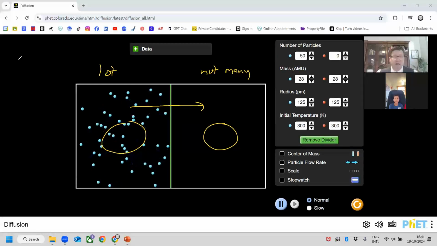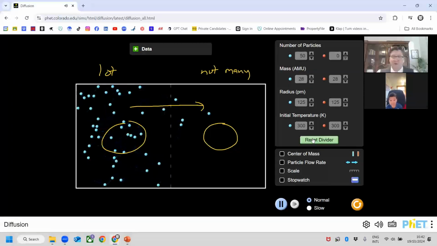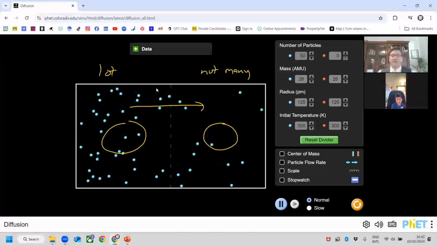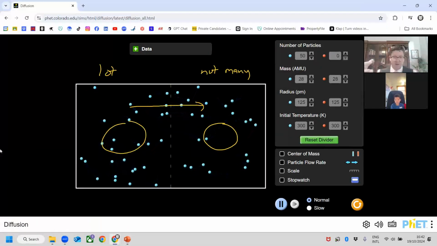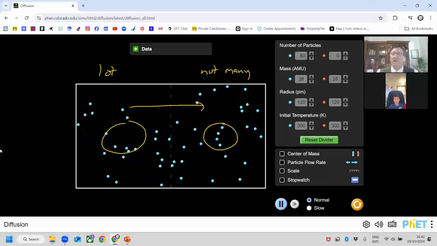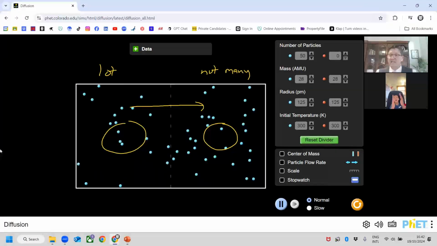When we remove that, you can see that they sort of move over there eventually, and that is called diffusion. So diffusion is the movement of particles from high concentration to low concentration. And it doesn't need anything to happen.